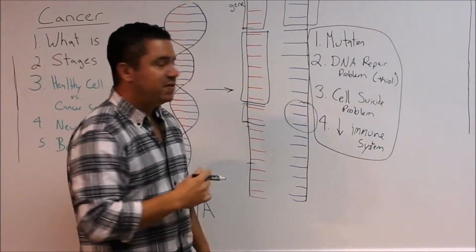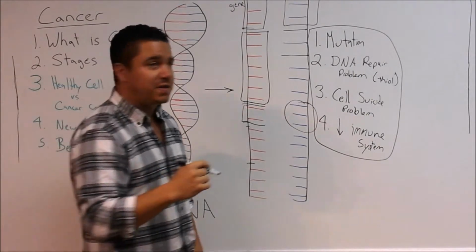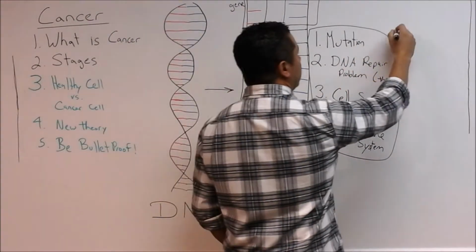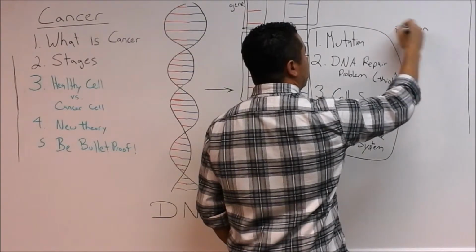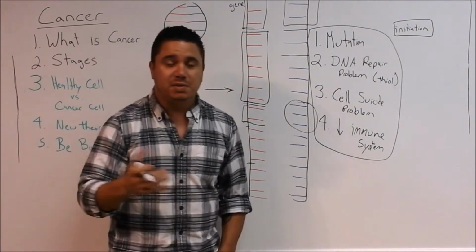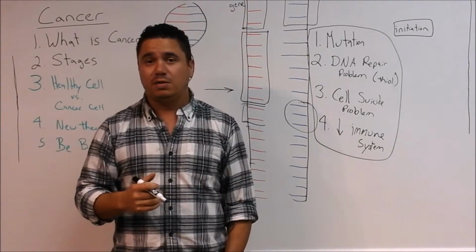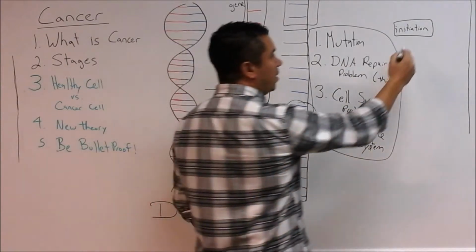All four of these steps together is something called initiation. It's the first stage of cancer. This is initiation. Initiation means this. You created a cancer cell. Okay?